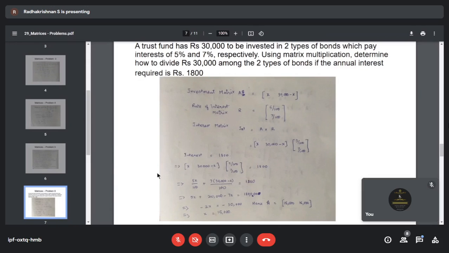Finally, you determine x equal to 15,000, and they want to determine how to divide the amount. So the investment matrix will be 15,000, 15,000. That will be a row matrix. You substitute x equal to 15,000 in the investment matrix. What are they asking? You determine how to divide, so you have to determine the investment matrix. Now, the final answer is the matrix.